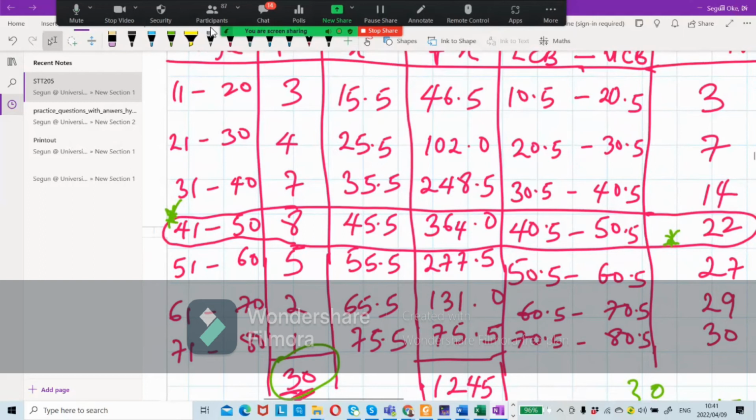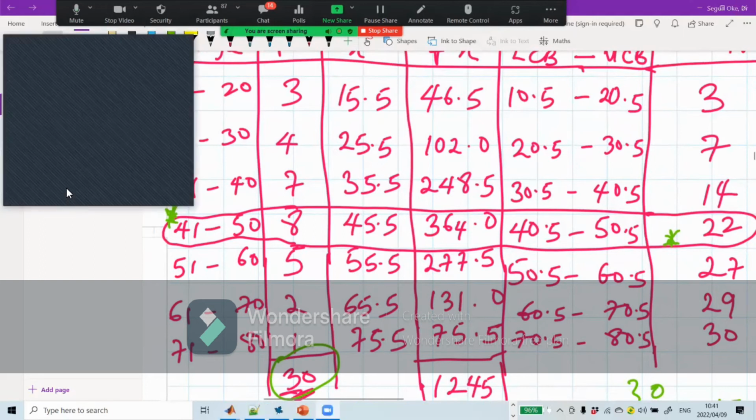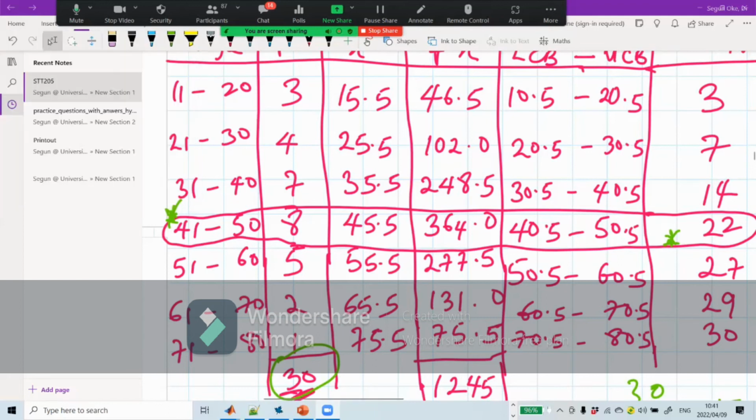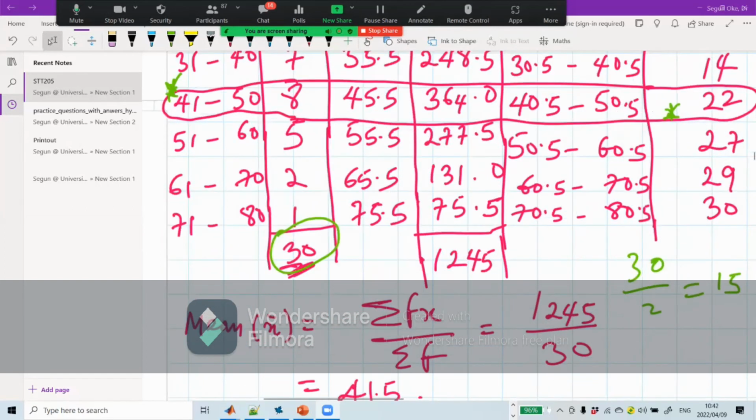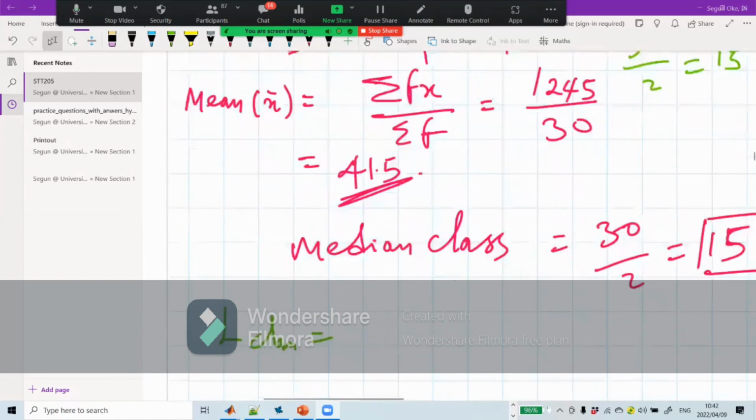Who is saying 41? He's looking at the class interval. Don't use the class interval. That's why I circled it. This is the class interval. It's different from the class boundary. So now everybody, what is the lower class boundary for the median class? 40.5.